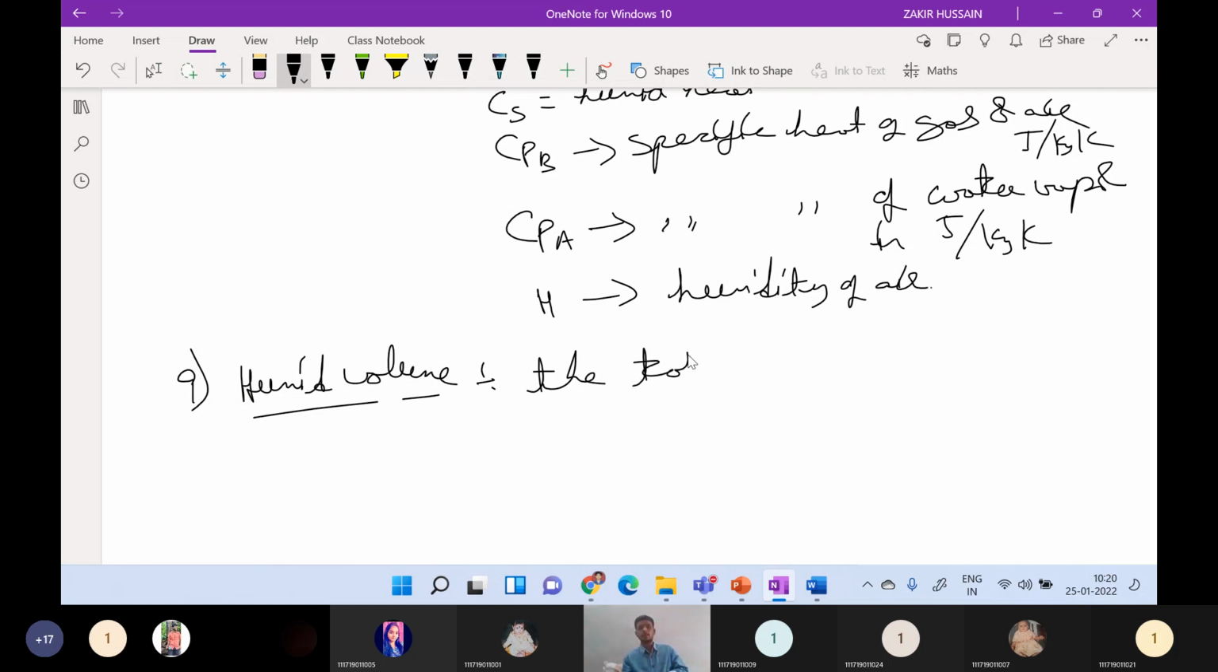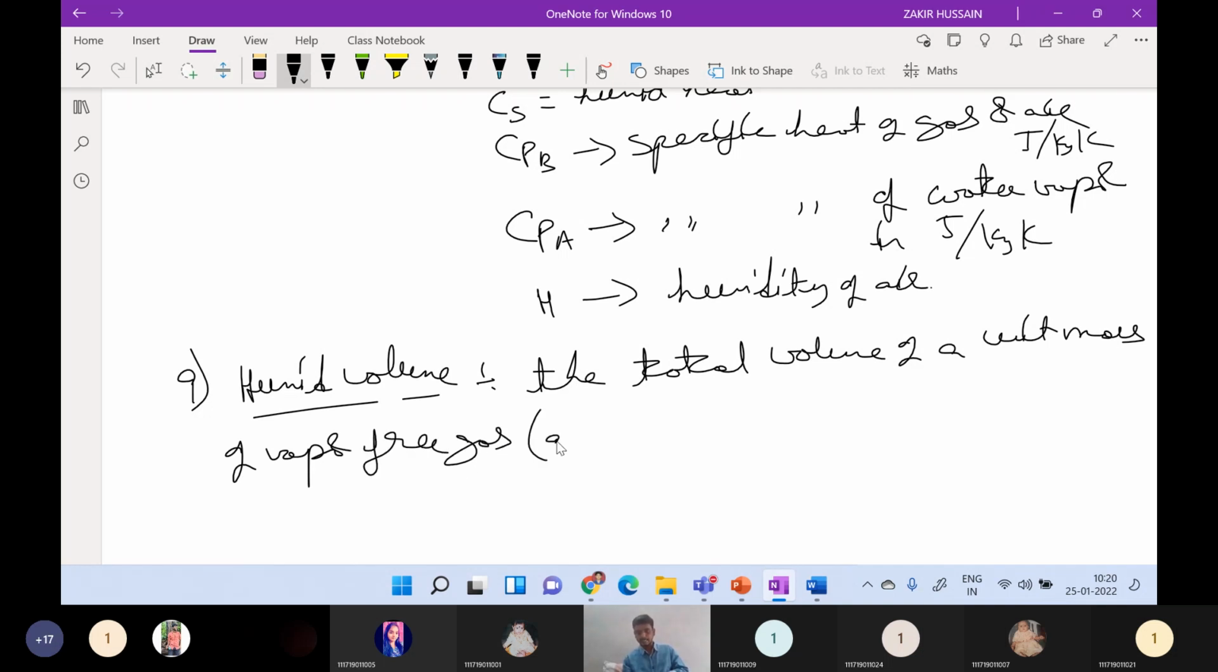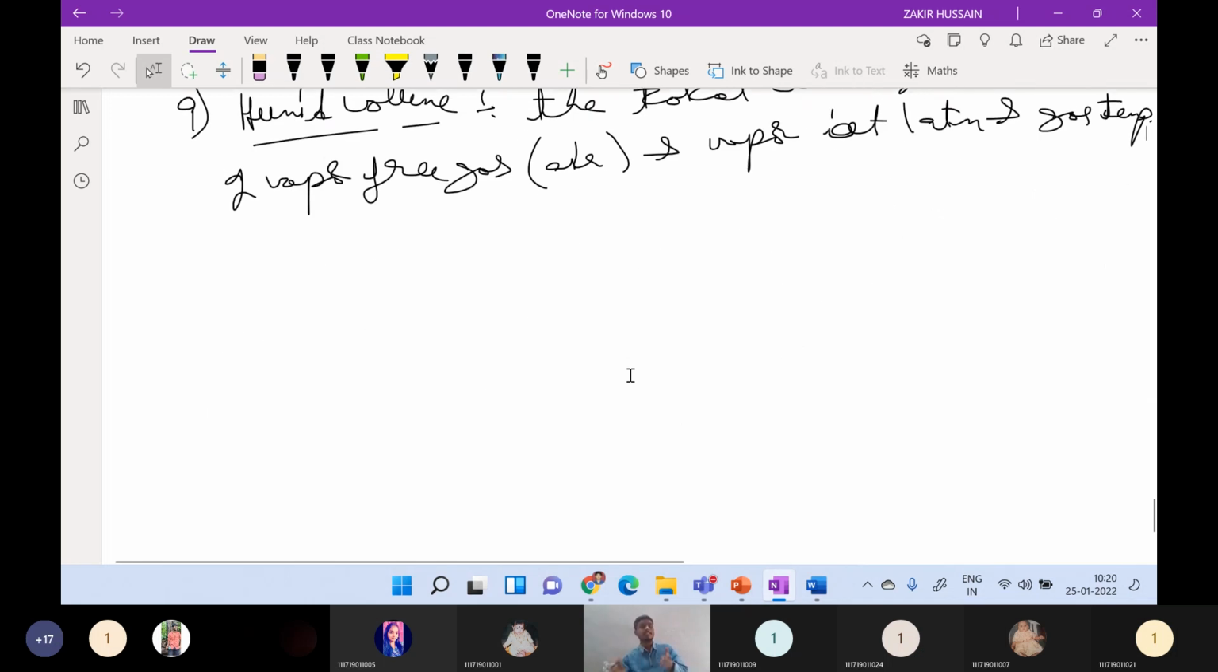This is the total volume of a unit mass of vapor-free gas, that is nothing but air, and its vapor at 1 atmospheric pressure and at gas temperature, called humid volume. So the volume of humidity contained by that particular vapor-free gas along with the vapor is called your humid volume.